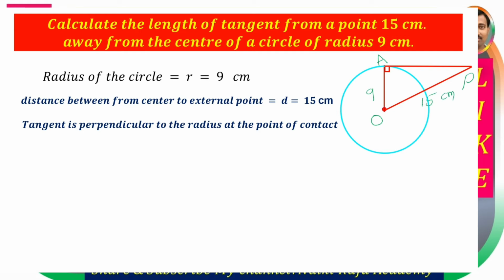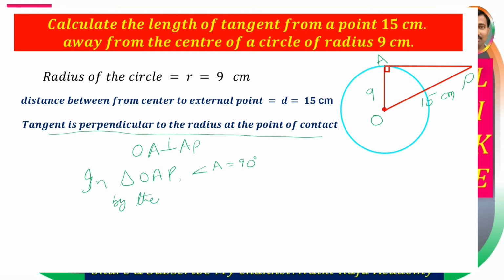Same theorem: tangent is perpendicular to the radius at the point of contact, so OA is perpendicular to AP. In triangle OAP, angle A is 90 degrees, so this one is the right angle triangle. By the Pythagoras theorem, OP square equals OA square plus AP square.